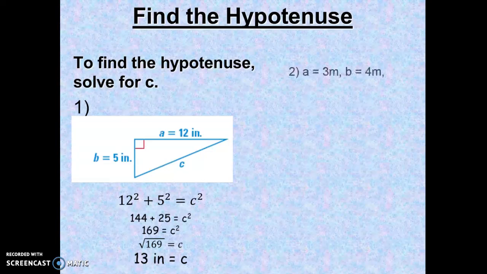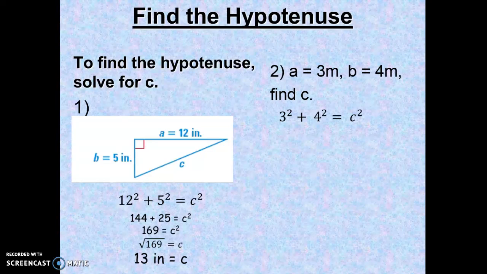Let me show you another example of that. Here's one where you're not given the drawing. Now, how do we know which one? Well, we don't. We just have A and B, and it says A and B. So we want to find C. There we go. 3 squared plus 4 squared is C squared. And that's how we solve it. Pause here to just absorb what you see.